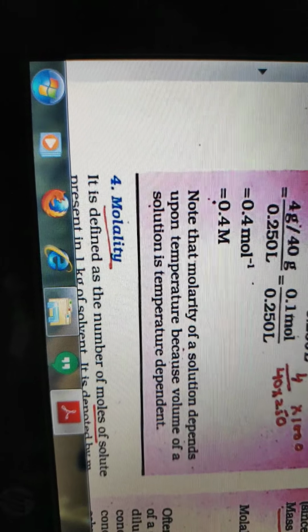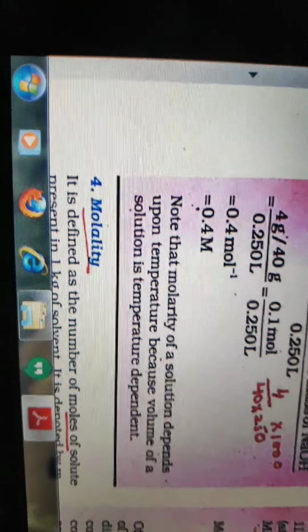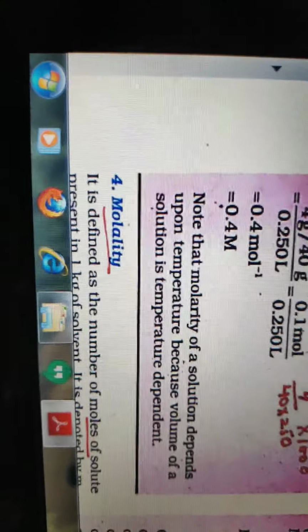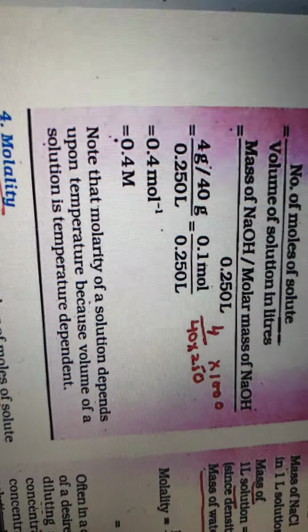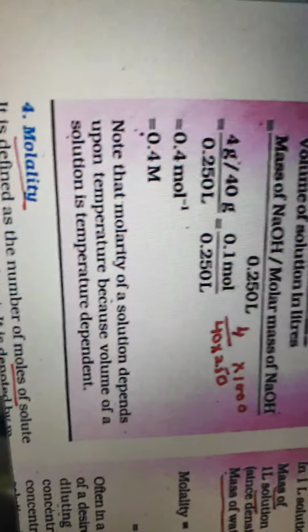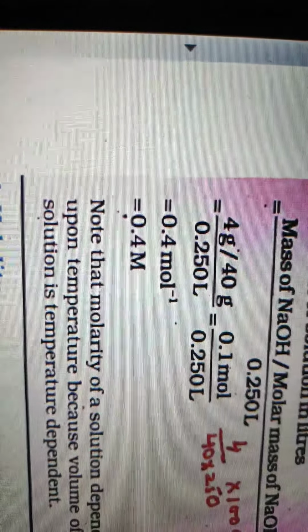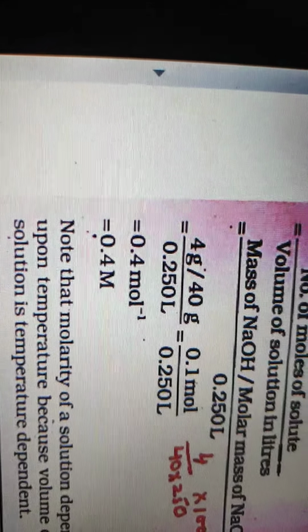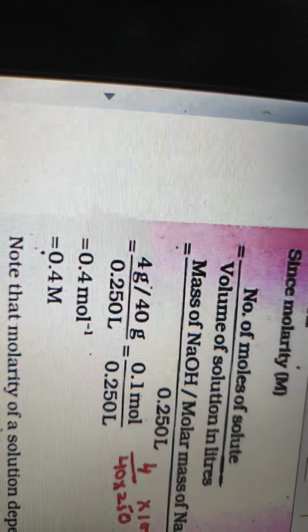Now the next topic is... and one more thing I want to say, that molarity of a solution depends upon temperature, because molarity depends upon the volume and volume is directly proportional to temperature. So molarity is dependent on temperature, but mole fraction and other concentration methods are not dependent on temperature. They are independent of temperature. Only molarity changes with temperature.